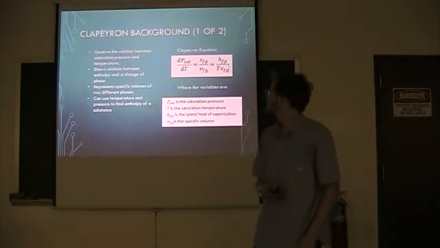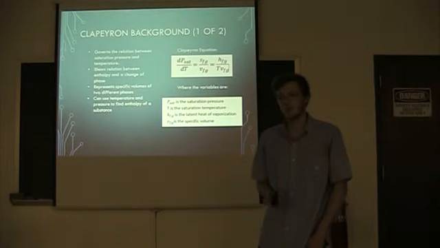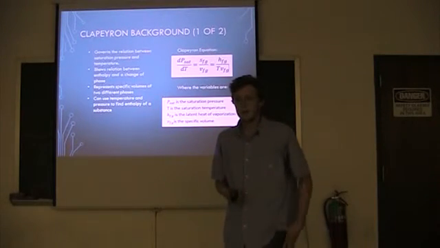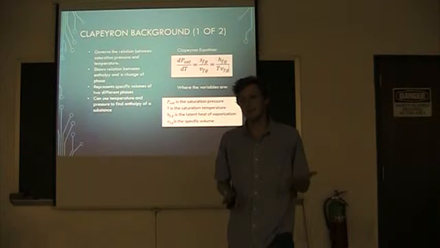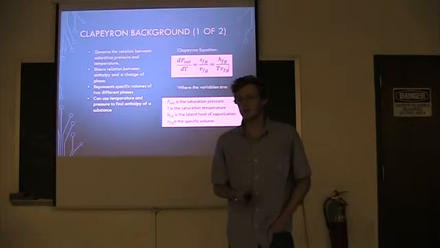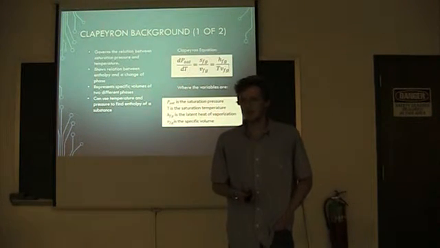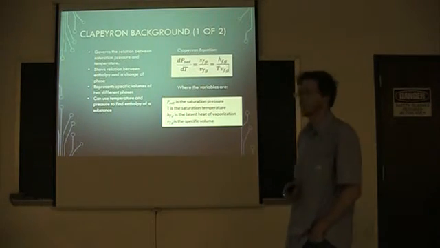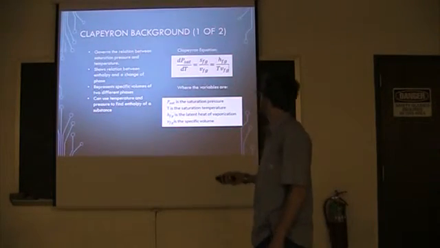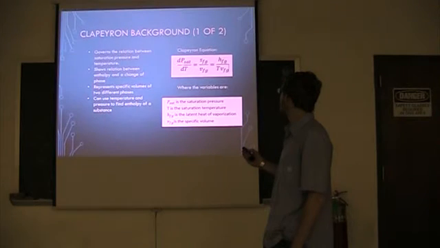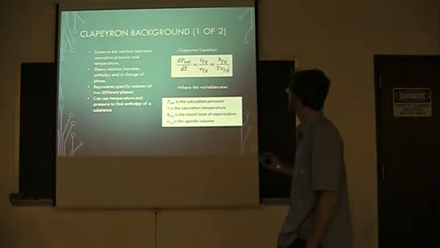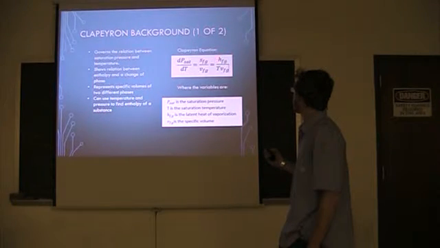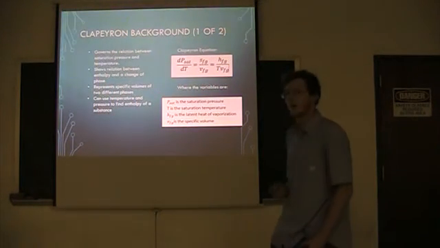So for background, the Clapeyron equation governs the relation between saturation pressure and temperature, between enthalpy or latent heat of vaporization and the change of phase, and it also shows the specific volumes in different phases. So we can use temperature and pressure to find enthalpy or latent heat of vaporization for a substance, in this case water. The actual equation is here, with the change in saturation pressure over change in temperature equaling the latent heat of vaporization over the temperature times specific volume.